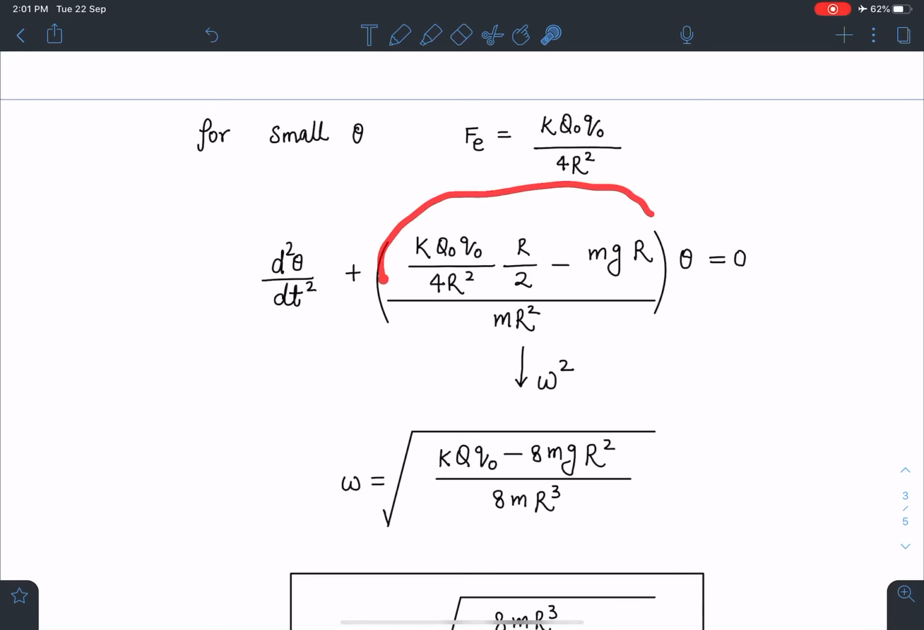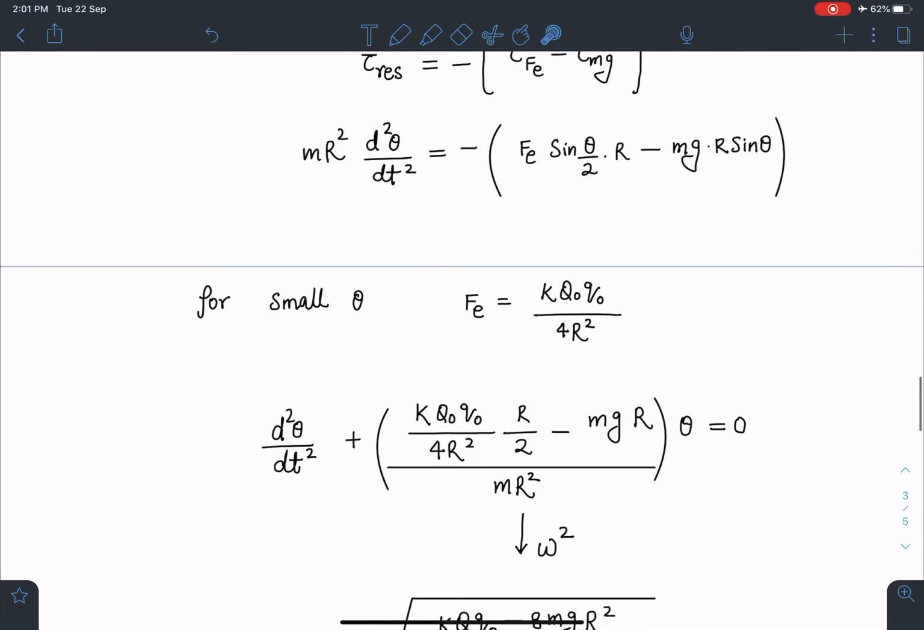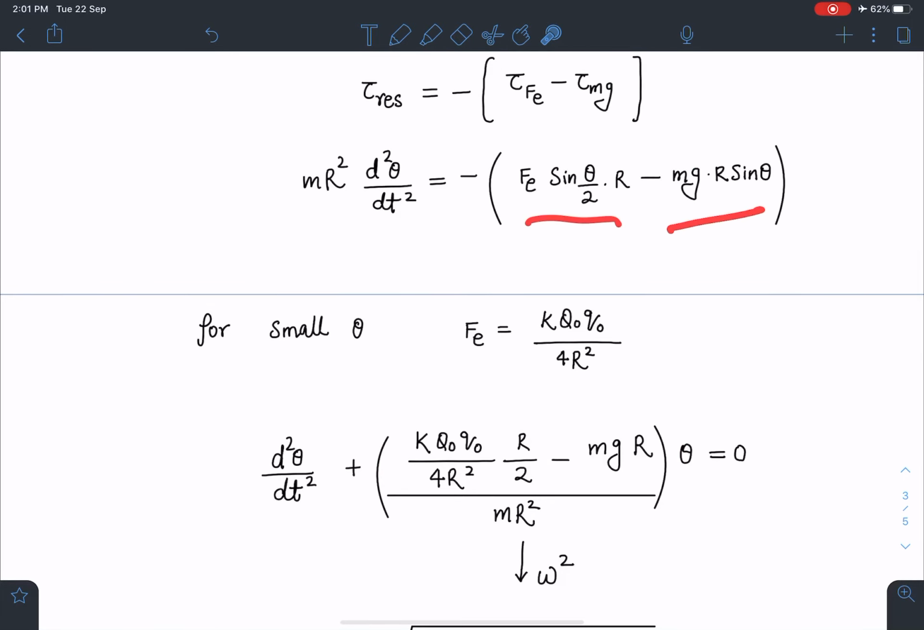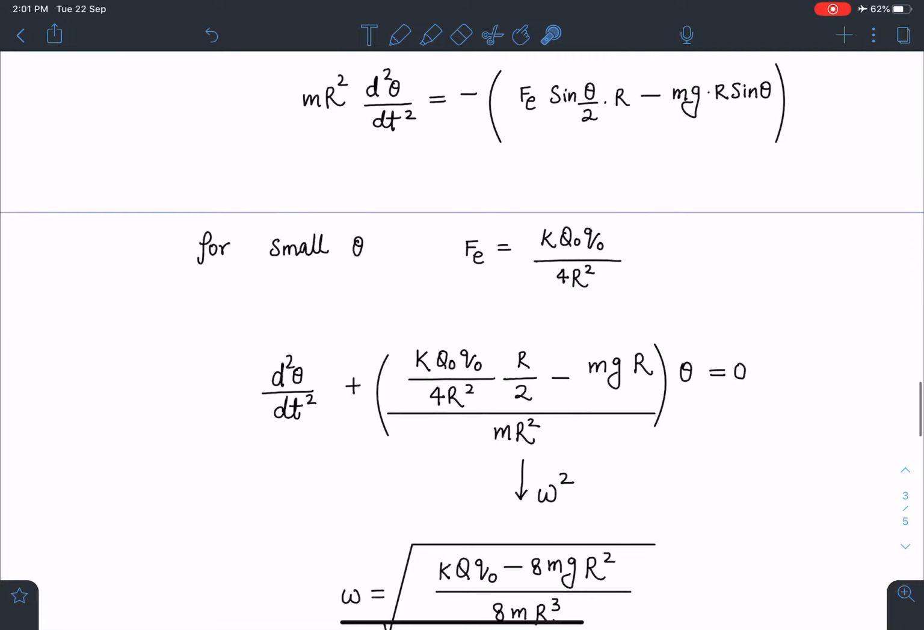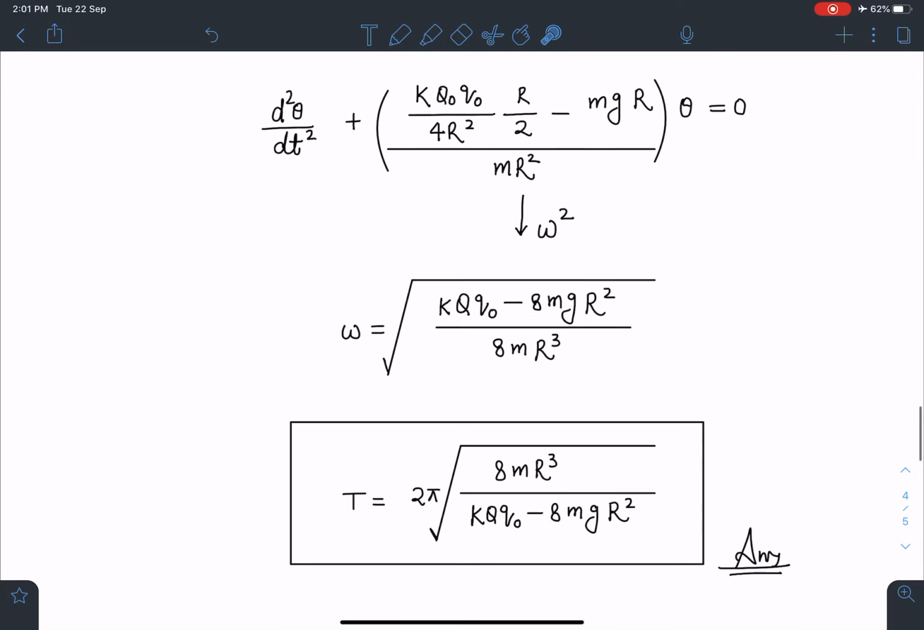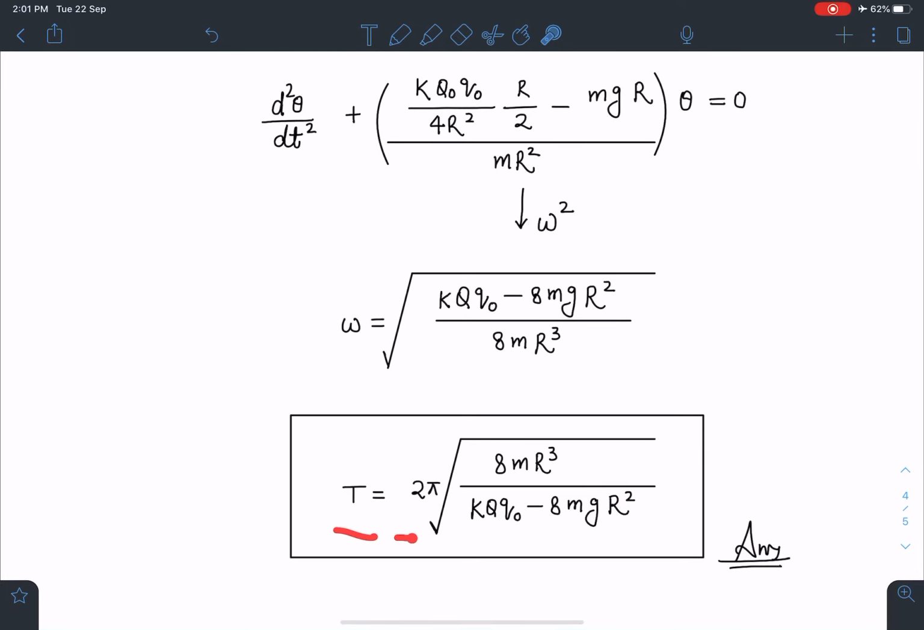I'm not explaining this calculation. It is somewhat similar to the previous one. Just substitute these values here and you'll be good to go. It's very obvious. So I can write this time period as 2 pi under root of 8 mr cube by k q naught minus 8 mg r square. You can see here also this time period, since we are writing something inside the root, that must be positive, or I can say this number should be positive. When I do that, I'll be getting the same answer as part 1 of this problem.